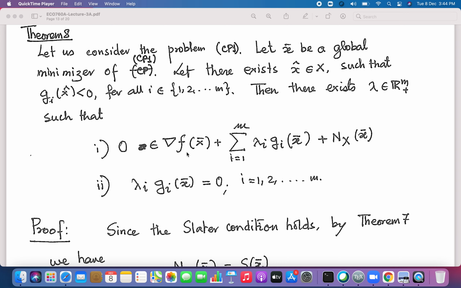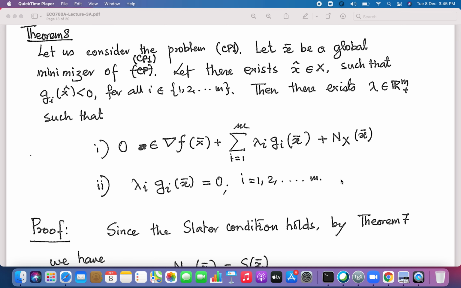So it will simply mean that 0 minus grad f(x bar) is an element of the normal cone. So the normal cone is actually giving you these conditions where multipliers are involved. These lambda i's are often called the Lagrange multipliers, keeping in the traditional view of Lagrange multipliers, which you have learned in multivariable calculus, and this is called the KKT multipliers.